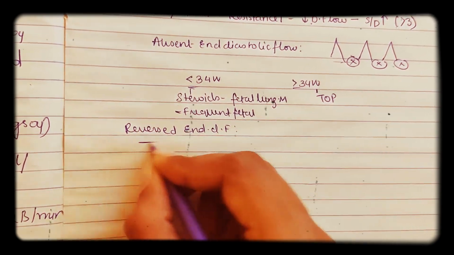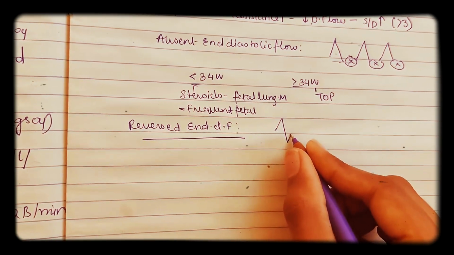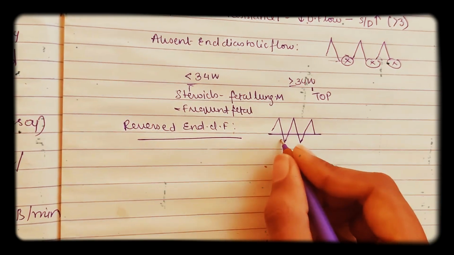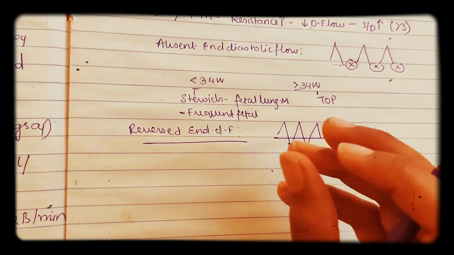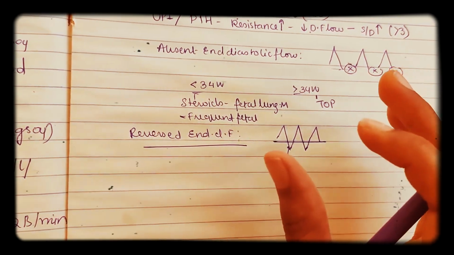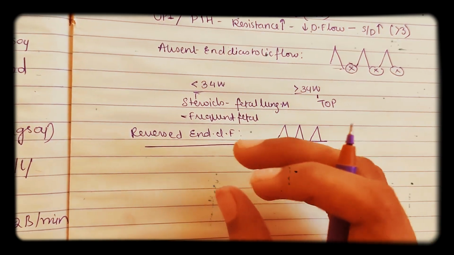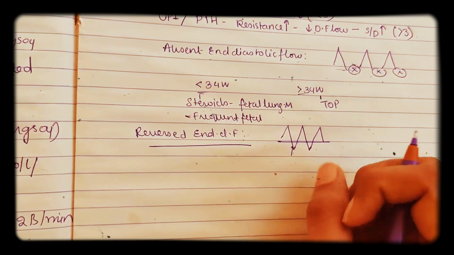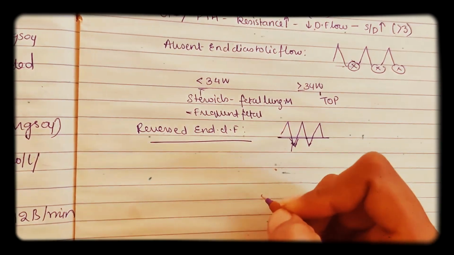So what is this reverse end diastolic flow? Here what happens is the graph looks like this. So you can see this is the reverse one. Actually here what happened is the diastolic flow is getting reversed. You know, normally in the diastolic flow from the ventricle the blood goes into the artery. Here now what happens, from the artery the blood is coming back to the ventricle again, that is back to the heart again. So that's why there is this graph here reversed.